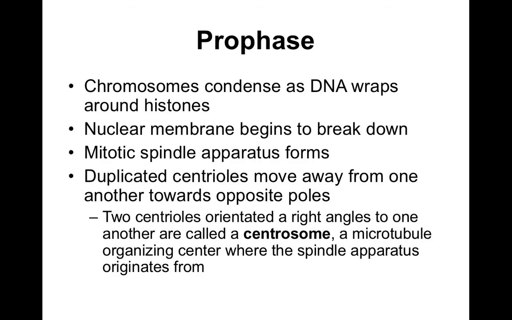So in prophase, and you do need to be responsible for what happens in each phase. In prophase, the chromosomes begin to condense. The DNA wraps tightly around the histones. The nuclear membrane begins to break down because remember, we're going to need to pull the DNA, the chromosomes, to either side of the cell in order to make 2 cells. So we need to remove the nuclear membrane, and the mitotic spindle begins to form.